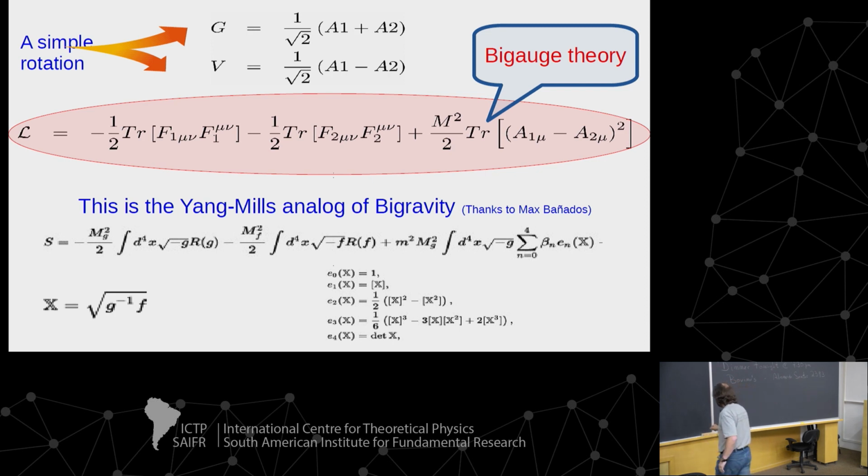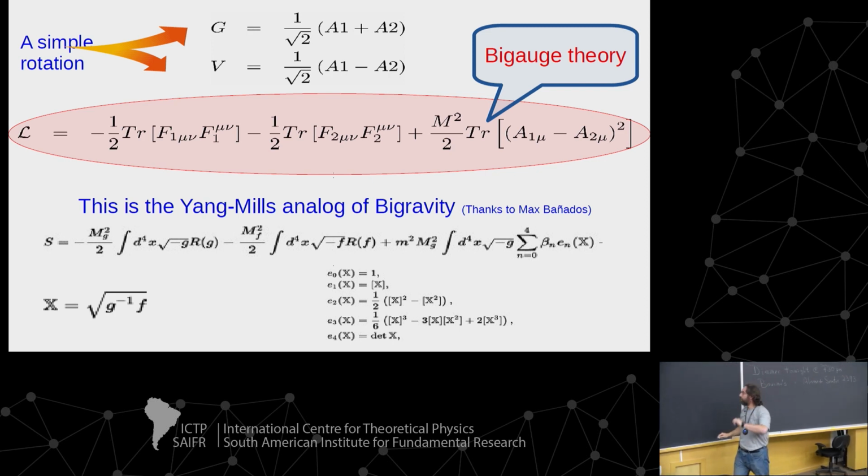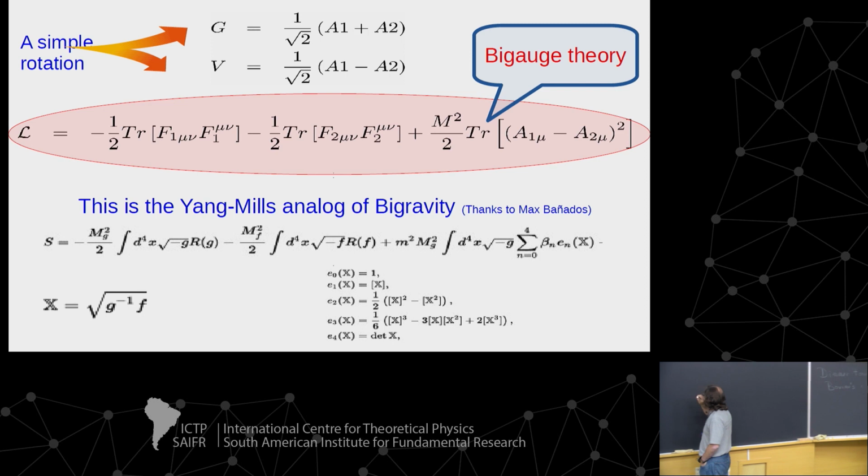Of course, you can see this theory like a theory based on this group broken down to the diagonal group, with the mass of the Higgs bosons very, very large.